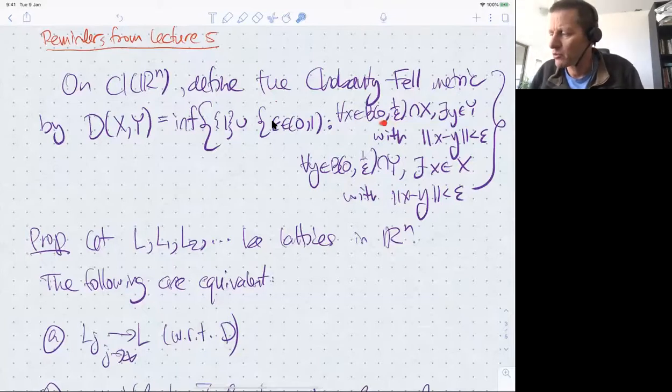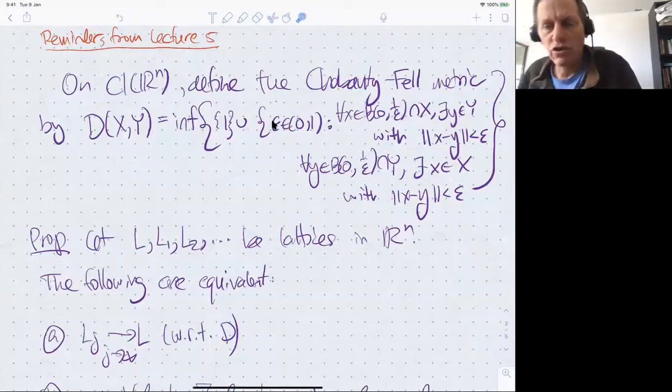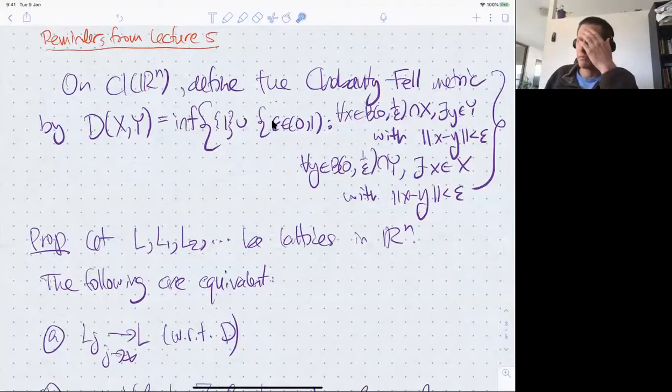With the telescope, you look far away in this big ball. And for each ball that the telescope sees, you pull out your microscope and you look for another point nearby. So the two sets are close if they're similar to each other, both on a large scale and on a small scale. And of course, the condition is symmetric in X and Y. This is the requirement for X, and there's a symmetric requirement for Y. So this metric is called the Chabauty-Fell metric.